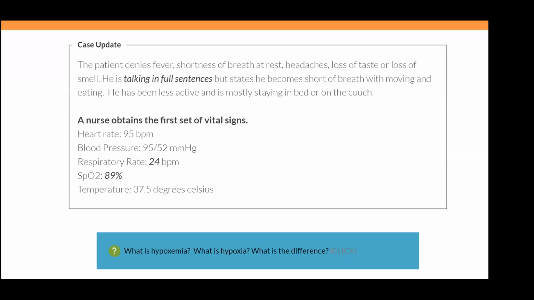A nurse obtained the first set of vitals and found that the heart rate is 95 beats per minute. The blood pressure is 95/52 millimeters of mercury. Respiratory rate is 24 breaths per minute, and the saturation is 89%. His temperature is 35.5 degrees Celsius. So with use of a pulse oximeter, you find that the patient is saturating at 89%.